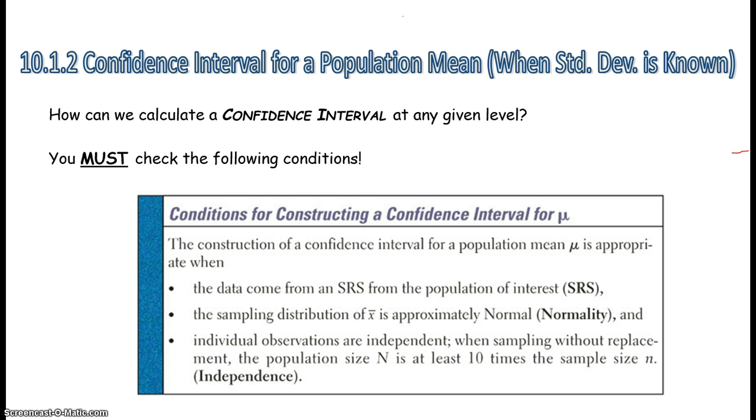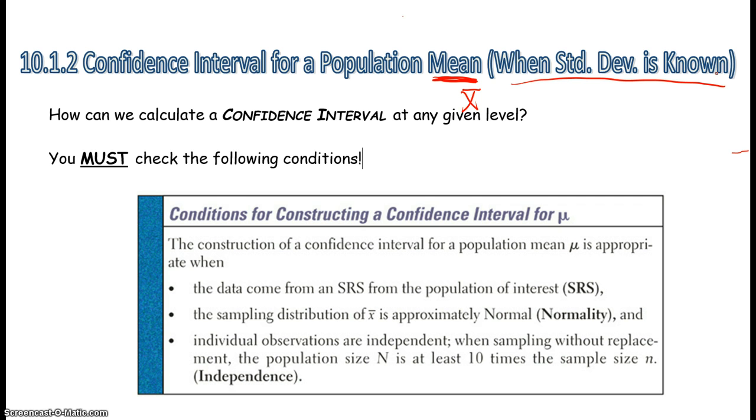So population mean means we're going to be dealing with all X bars. And then remember I told you this was going to be a luxury I was going to take away from you. So in this case, we know the standard deviation. How can we calculate confidence intervals for any given level?